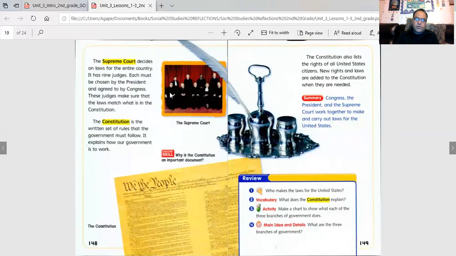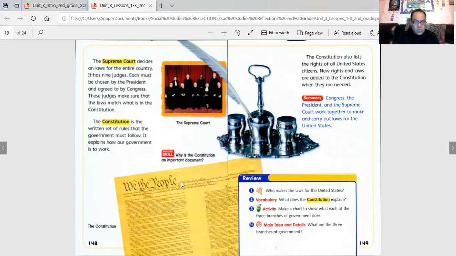The Supreme Court decides on laws for the entire country. It has 9 judges. Each must be chosen by the president and agreed to by Congress. These judges make sure that the laws match what is in the Constitution. The Constitution is a written set of rules that the government must follow. It explains how our government is to work.